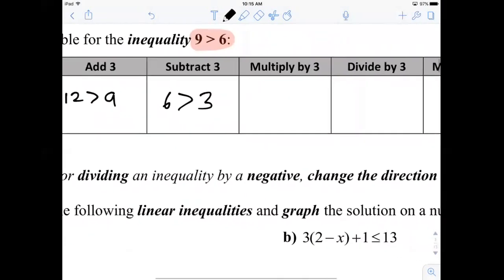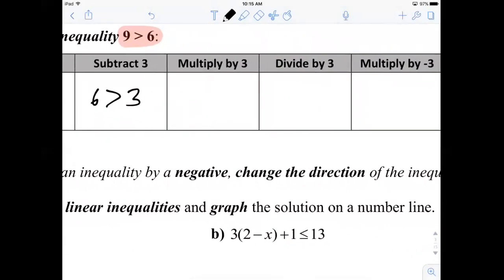Let's try multiplying each side by 3, specifically positive 3. So that would be 27 and 18. And actually the inequality still points in the same direction. Yes, 27 is obviously bigger than 18. What about if we divide by 3 in each case? Well, 9 divided by 3 is 3. 6 divided by 3 is 2. So our numbers are much smaller, but it's still true that this direction still holds. 3 is still greater than 2. So that means we can multiply both sides by any positive number we want, as long as we do the same thing to both sides, and the inequality still holds.